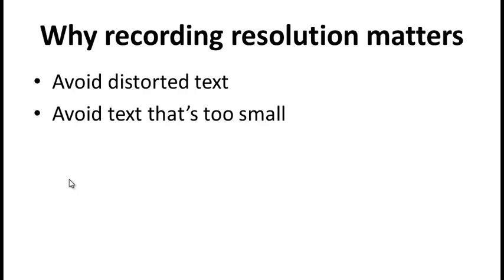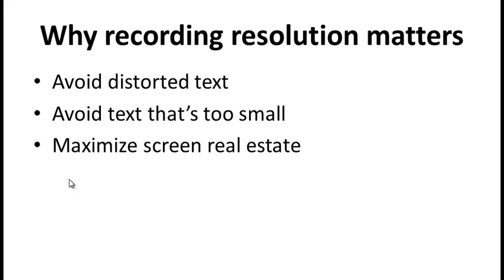You want to avoid text that's too small. If you use the 720p resolution of 1280 by 720, then you've got really tiny text to deal with, and people can't even see it. Then you've got to do things like pan and zoom to try to enlarge it, but that takes a lot of work. But you do want to maximize the screen real estate. Most websites are about 1,000 pixels wide, and you'd like to be able to show that without having to resort to pan and zoom.